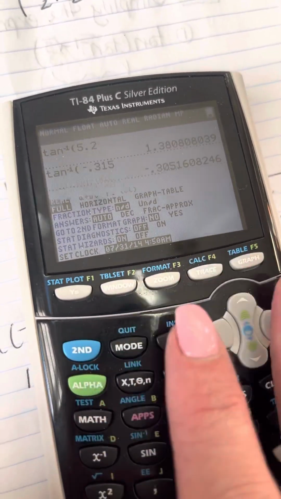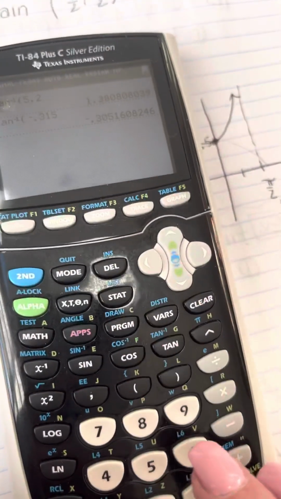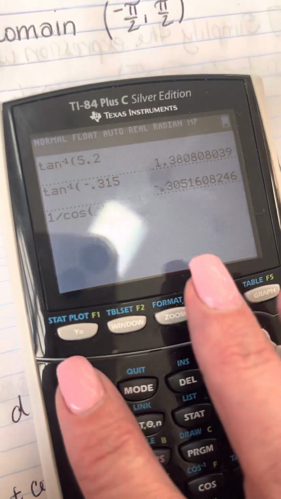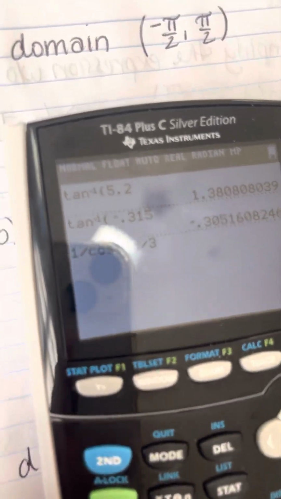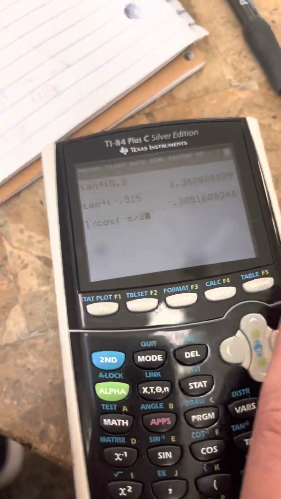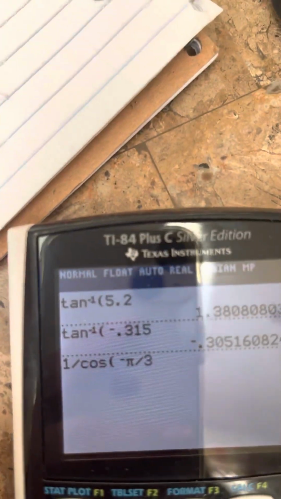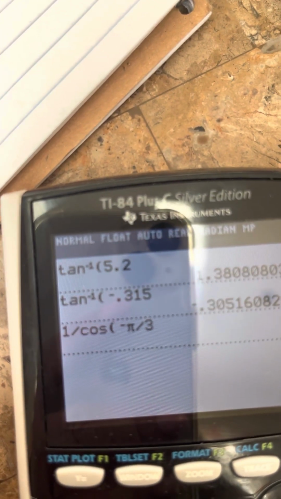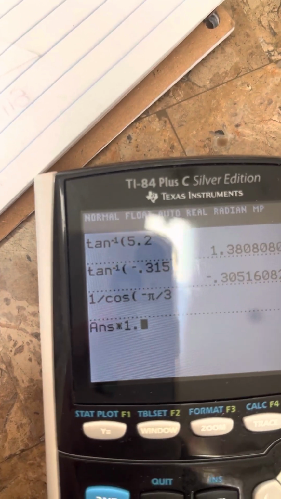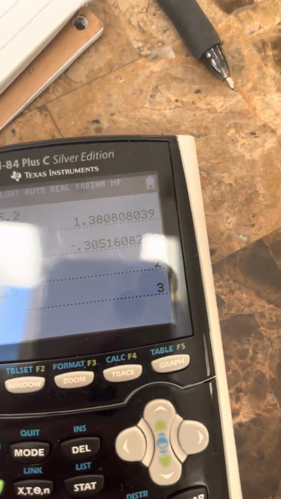which mine is. So I'm going to do the 1 divided by the cosine of negative pi divided by 3 first. Sorry about the glare there. We have a big window in our living room. And you're getting the skylights there too. So there is that. And then once I get that answer, I'm going to multiply that by 1.5. And I got 3.